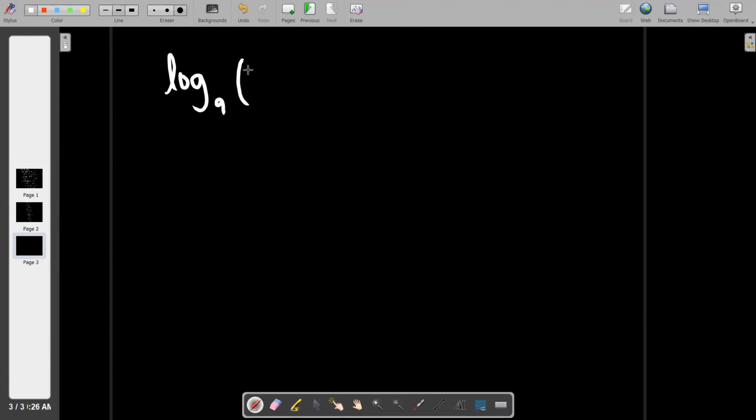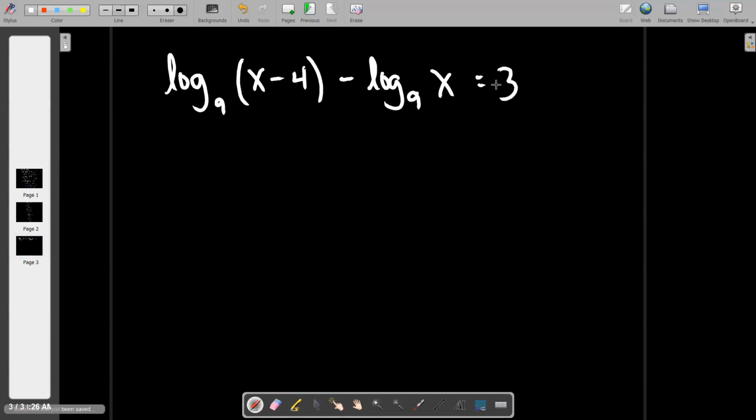Log base 9 of x minus 4 minus log base 9 of x equals 3. So we're going to condense. Are we going to use the times condense or the divide condense? The divide condense. Very good. So it's going to condense into a single logarithm with a base of 9. And what will the argument be? Very good.